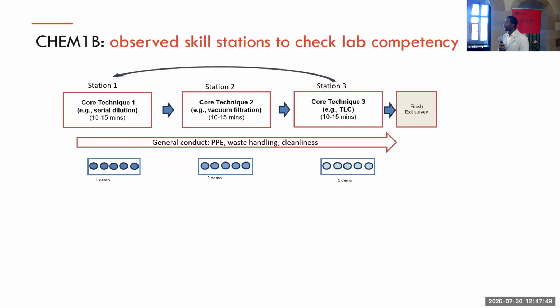Now, Chem 1B, this is after students have done the first semester of chemistry. We now move into the lab.